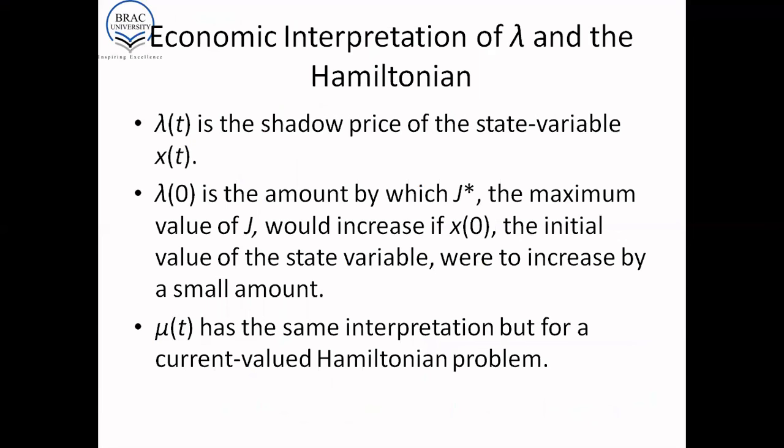So we end by looking at an economic interpretation of lambda and the Hamiltonian. Lambda of t is the shadow price of the state variable x of t. Lambda of 0 is the amount by which j star, the maximum value of j, remember j is our functional, would increase if x of 0, which is the initial value of the state variable, were to increase by a small amount. That value is captured by lambda of 0.